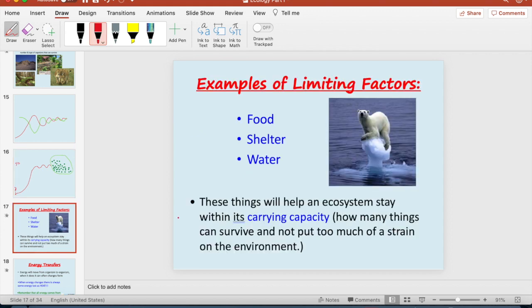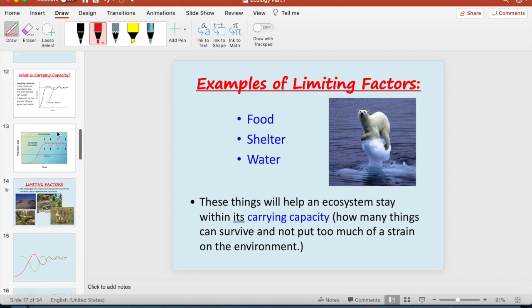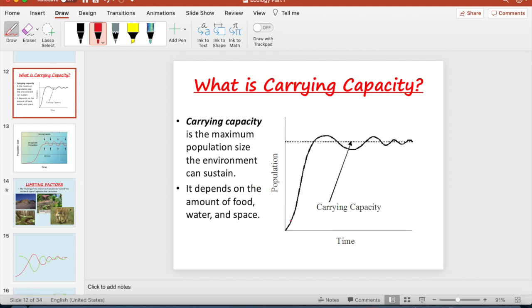So again, to recap, carrying capacity is how many individuals or species can survive in one area without putting too much strain on the environment. And the limiting factors, or the things that can slow down the population, would be water, shelter, so where they're living, and food. And so once again, carrying capacity: the population is going to grow until it hits its limits, and then it will stabilize and stay roughly the same.